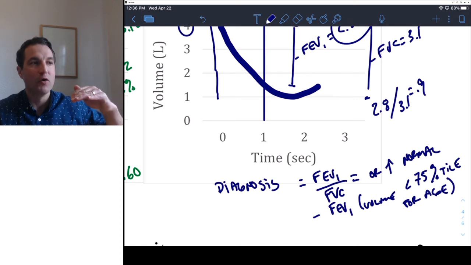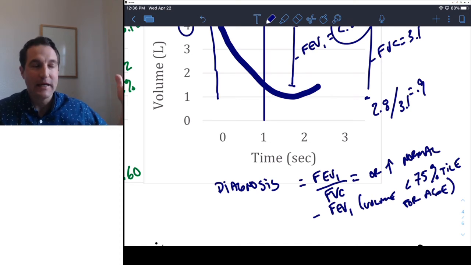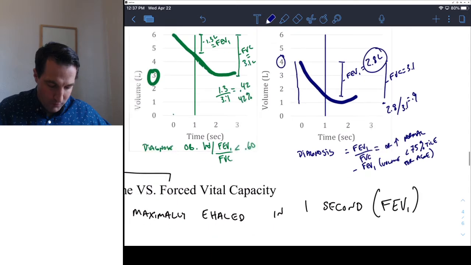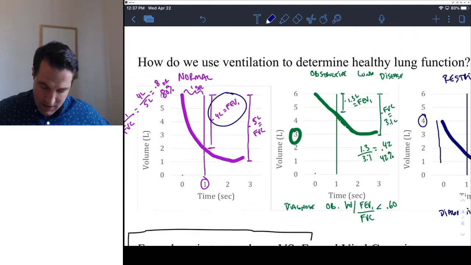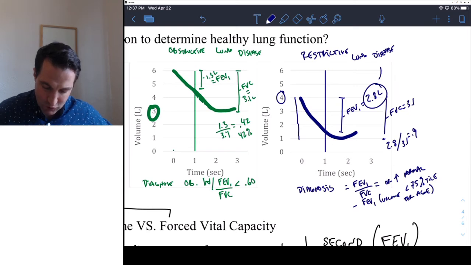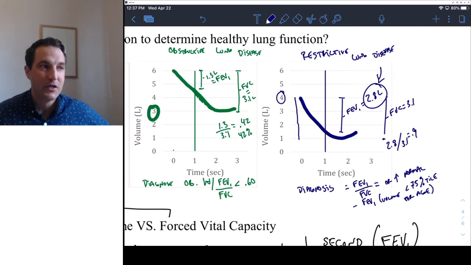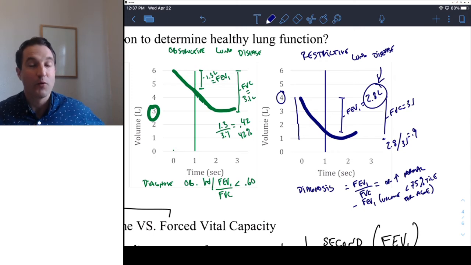We'd need a table that shows for every age and sex as well, how much is the normal FEV1 for that person. Over here in our normal person, we showed an FEV1 of 4 liters. In our person with restrictive, we showed 2.8 liters. Would you think that's less than the 75th percentile? Absolutely.